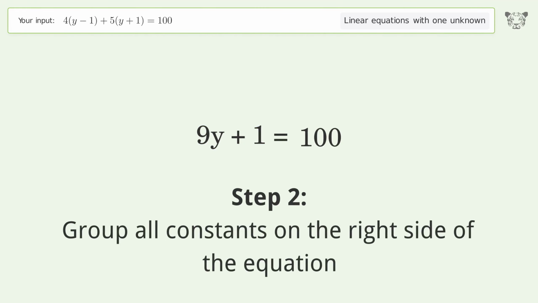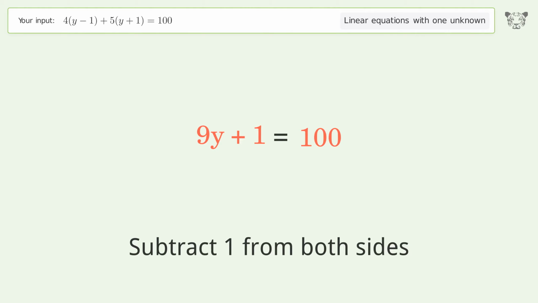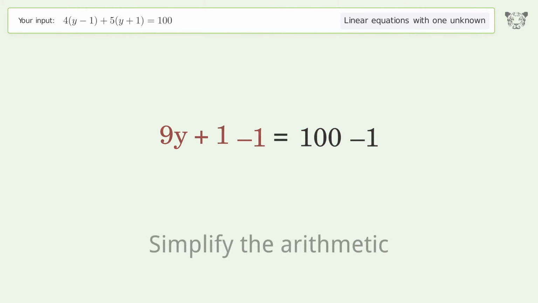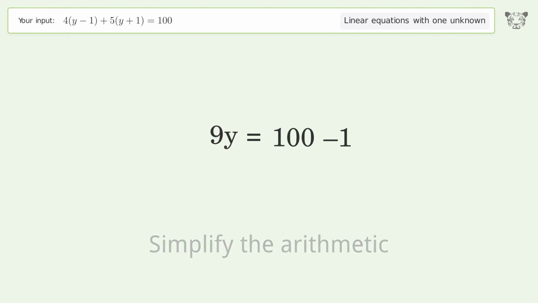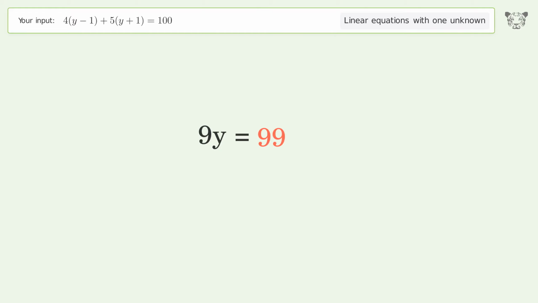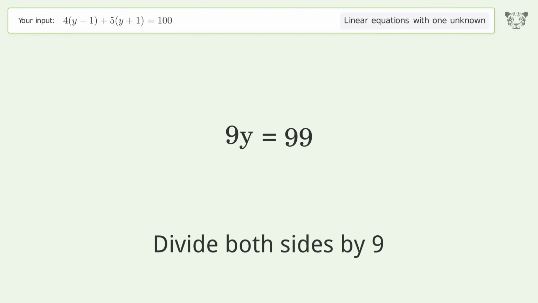Group all constants on the right side of the equation. Subtract 1 from both sides. Simplify the arithmetic. Isolate the y. Divide both sides by 9.